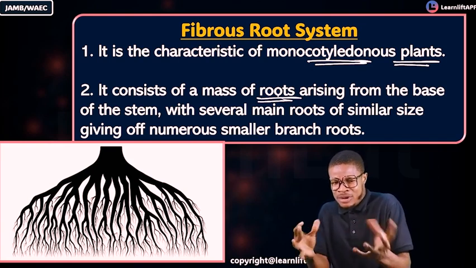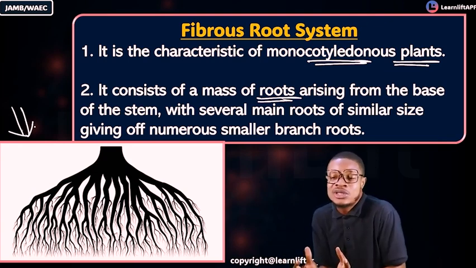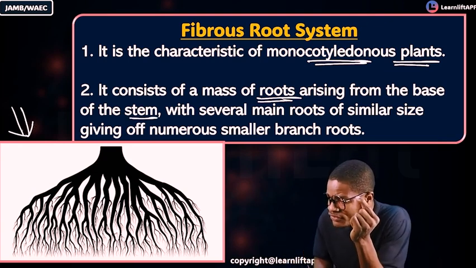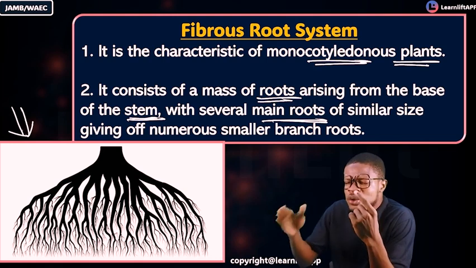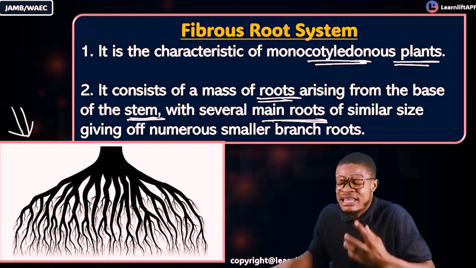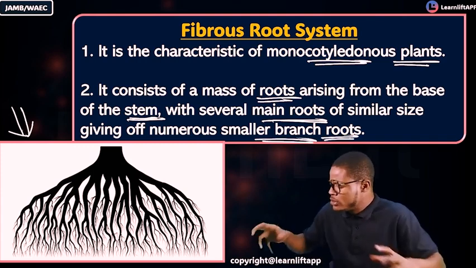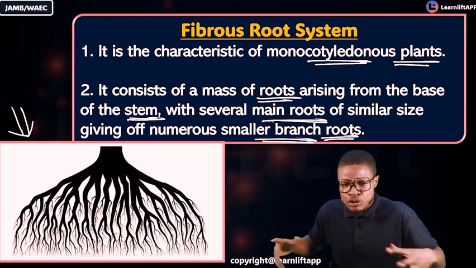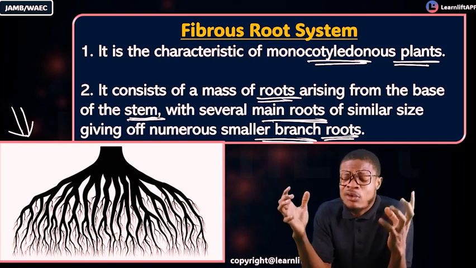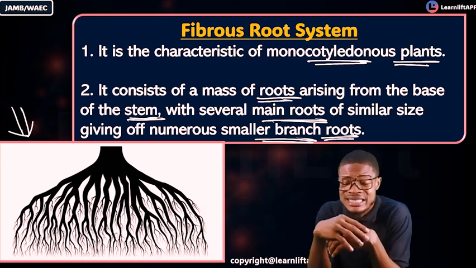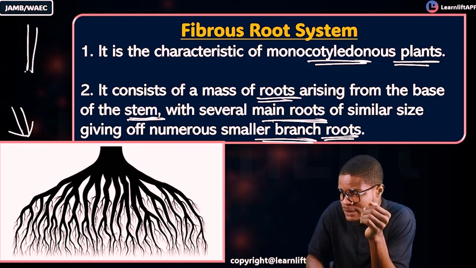Mass, abundance. Look at this diagram very well now. What can you see? A mass of roots from the base of the stem, with several main roots. Every root looks like a main root because all of them are similar. And they give off numerous smaller branches. They are giving off smaller numerous branches that protrude from them. What do you see in your fibrous root system? It consists of a mass of roots that rise from the base of the stem. If you look at your maize, for example, as you look at the stem of your maize plant, what happened?